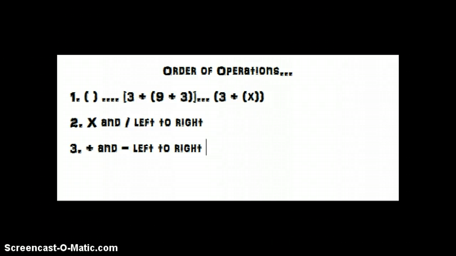But don't get this confused with everything being left to right. It's multiplication and division first, then addition and subtraction. Not multiplication, not addition first if it comes first in the problem. You gotta get this straight. So it's parentheses first, multiplication and division left to right, and addition and subtraction left to right. Got it? Good. Got it?